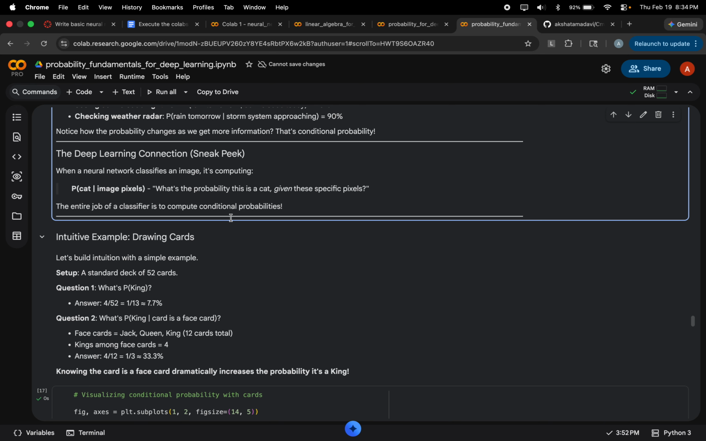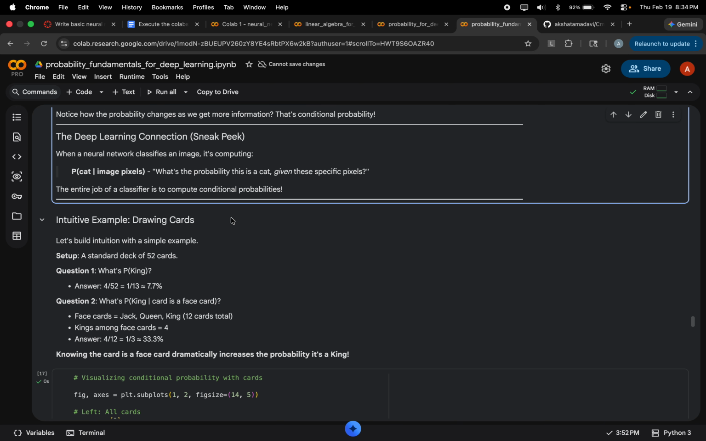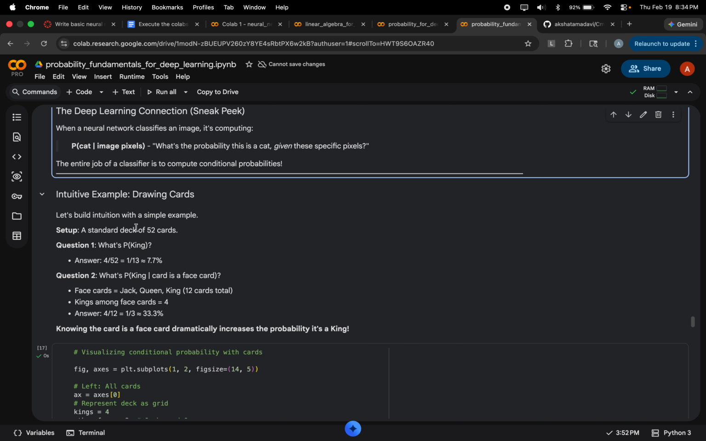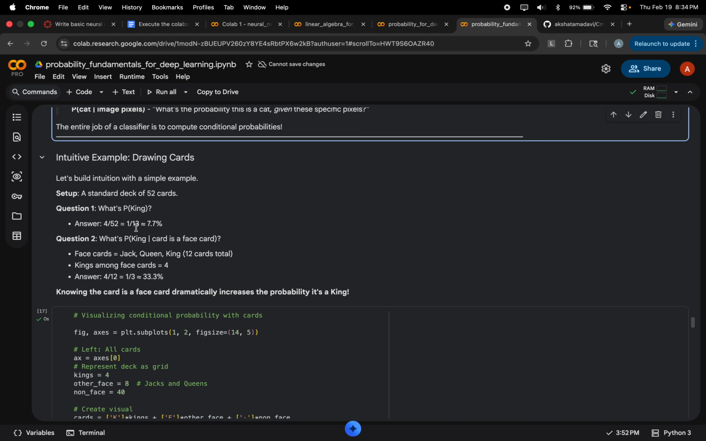So when a neural network classifies an image, it's computing the probability of a cat given the pixels. What is the probability that this is a cat given these specific pixels? The entire job of a classifier is to compute conditional probabilities.